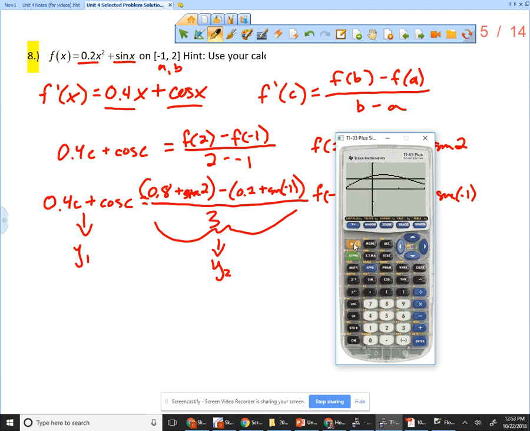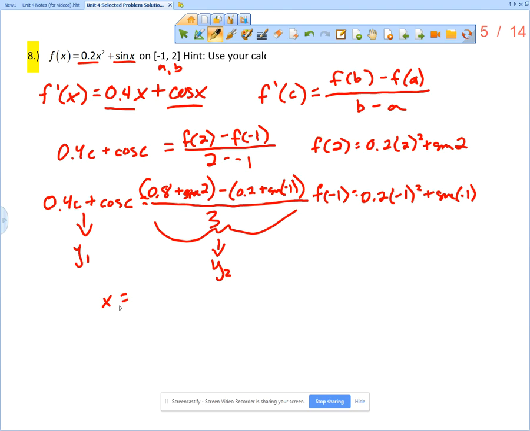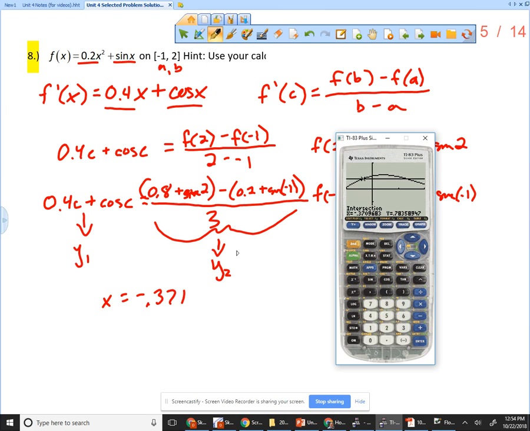We will use second trace intersect, so number 5. First curve is y1, yes. Second curve is y2, yes. Now, do I need to guess? Well, yes, there are two different intersections. So I need to type something in that's closer to the one on the left, so maybe like negative 0.5. If I do that, I'm going to get that intersection. And so we end up with x equals negative 0.371. I'm going to write that over here. X equals negative 0.371.